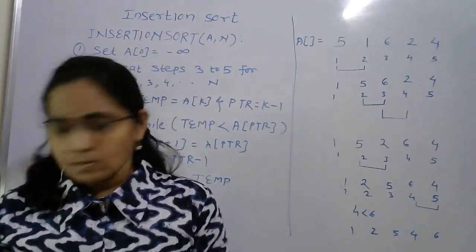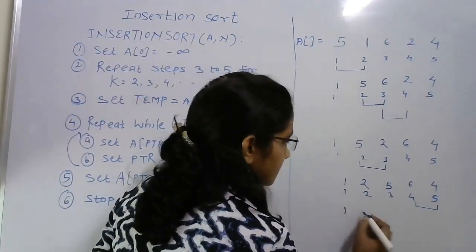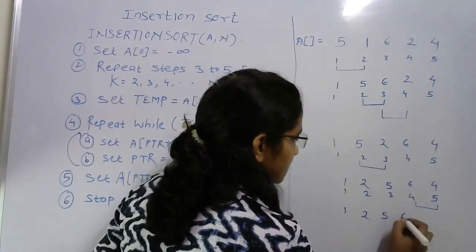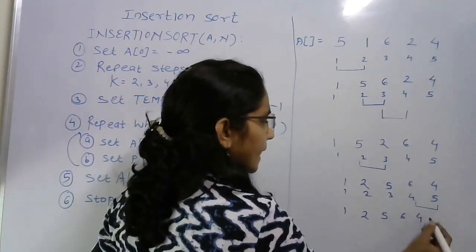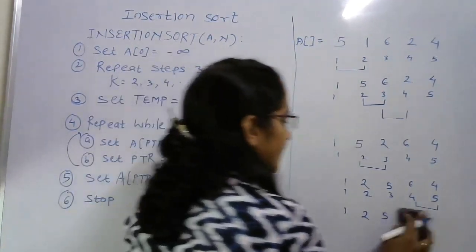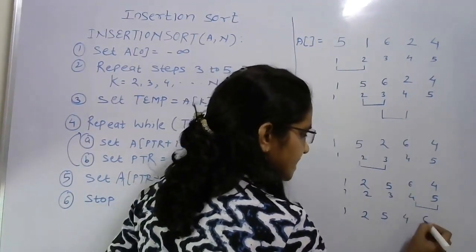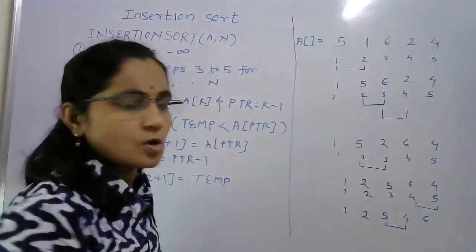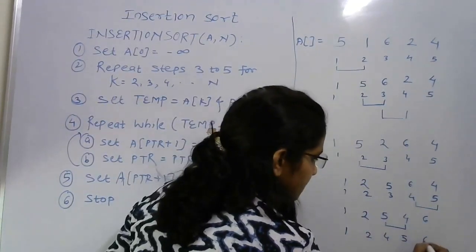Okay. So 1, 2, 5, 6 and then 4. Again the newly added element, the 4, is less than 6, so 4 is here and 6 is here. Again this 4 is less than the previous element, so again interchange: 1, 2, 4, 5, 6.